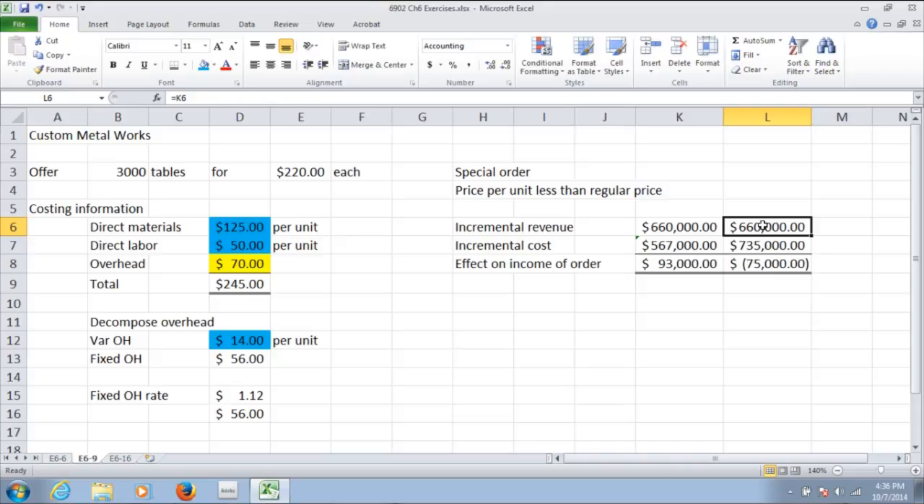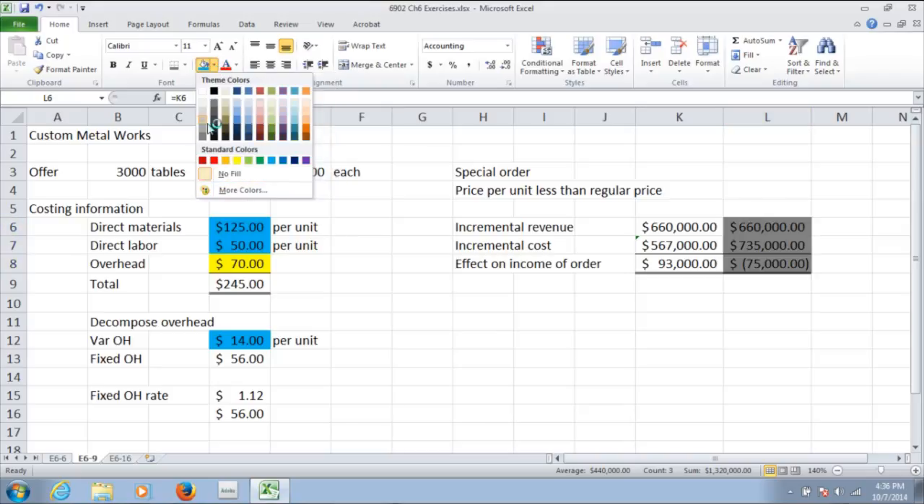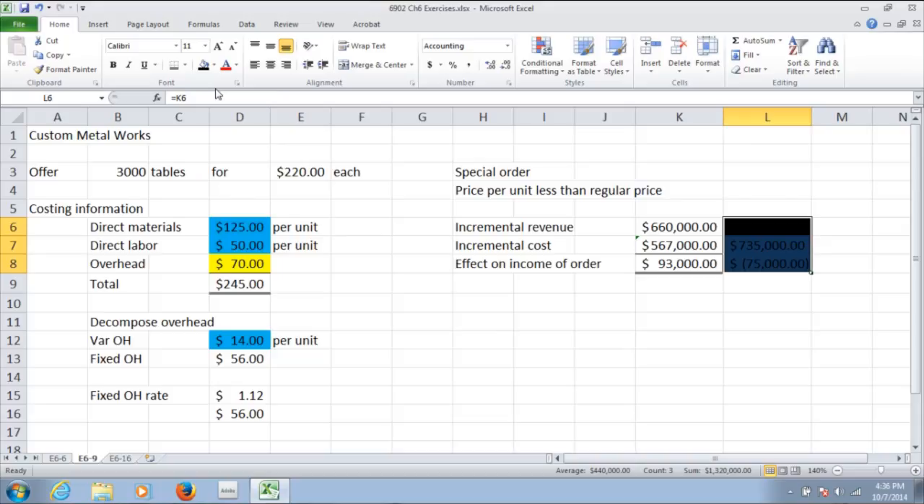So here, what do I want to do? I want to block that out so that we don't look at it in that way, because that would be erroneous.